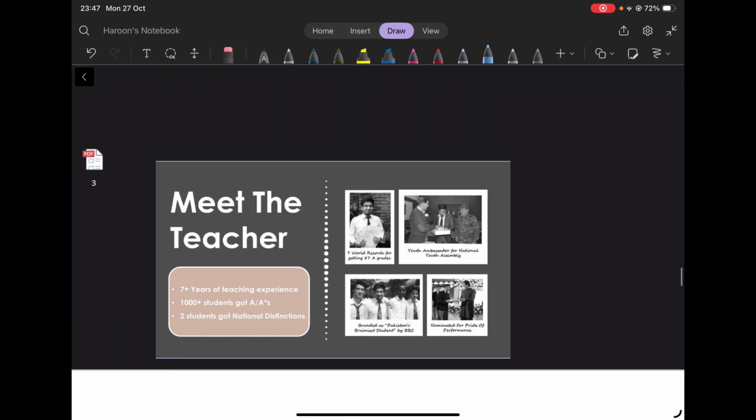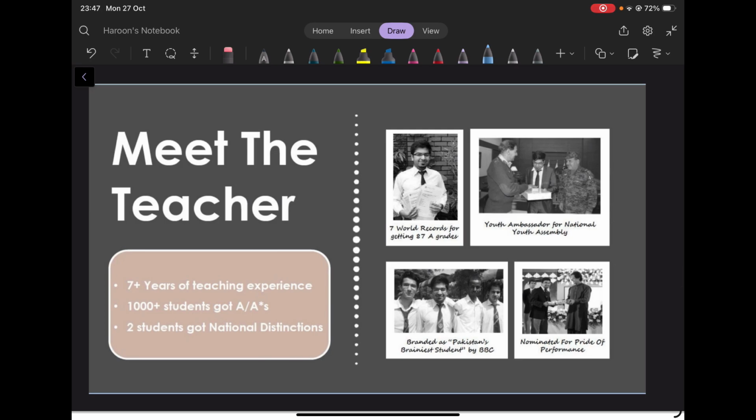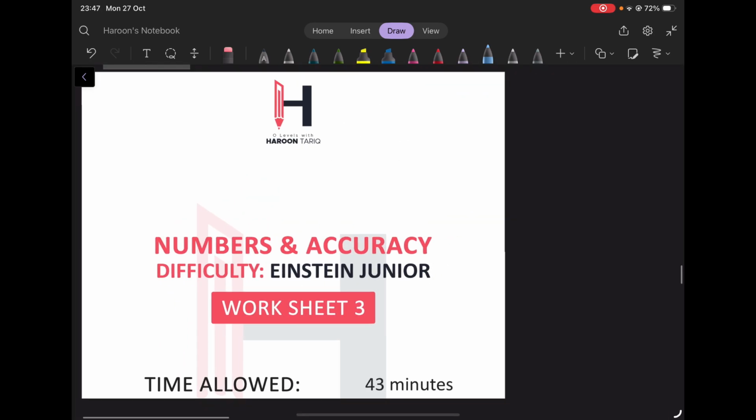Okay, now next we are moving to the third worksheet of numbers and accuracy. Let's start this third worksheet.